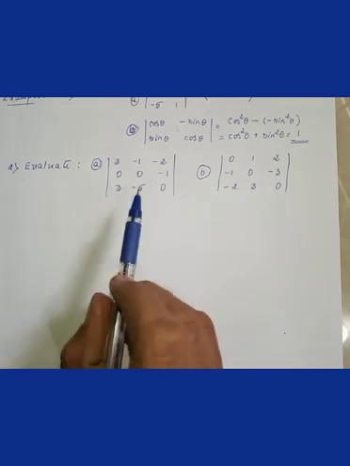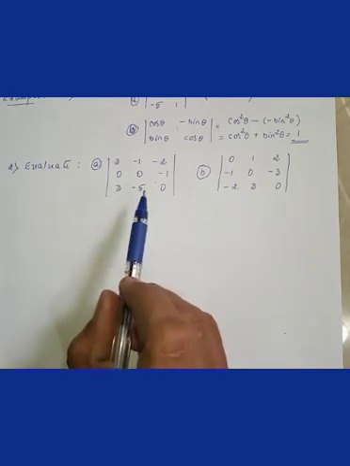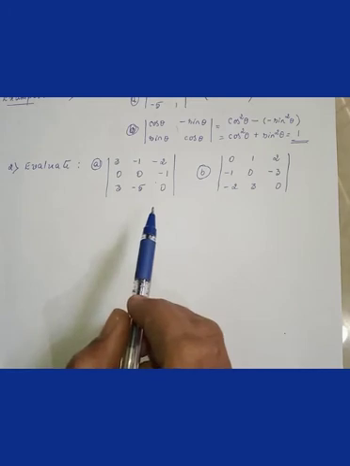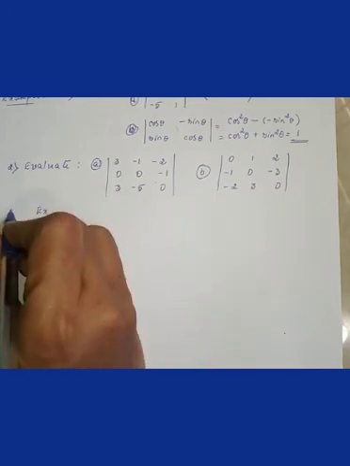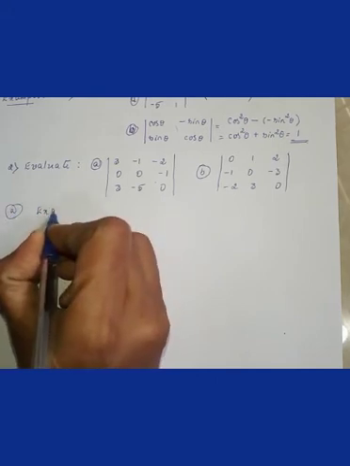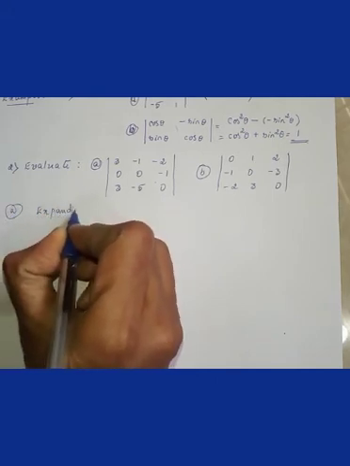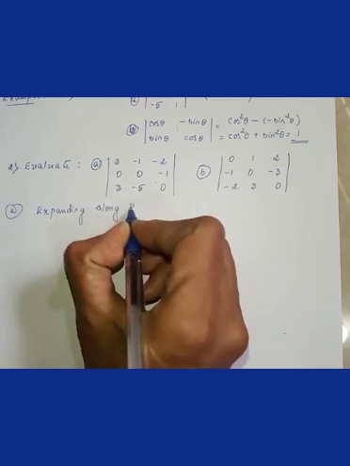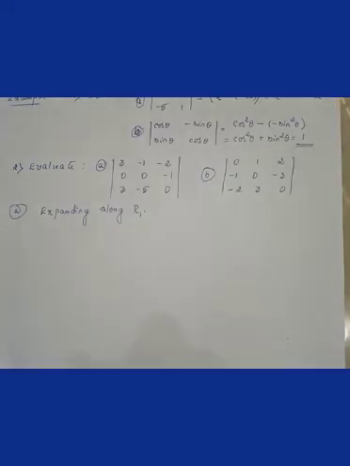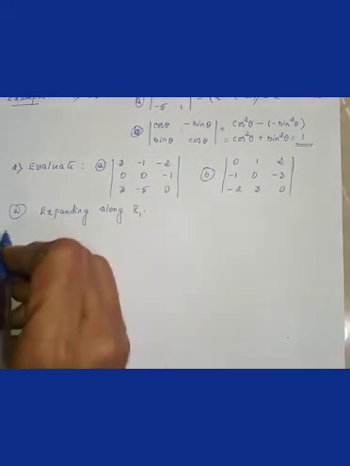So I'll expand this determinant along the first row. Expanding along row 1. That is, let it be A.